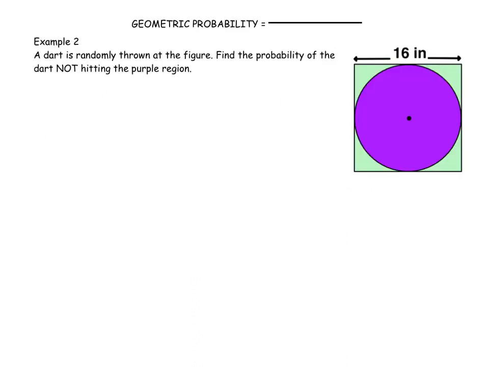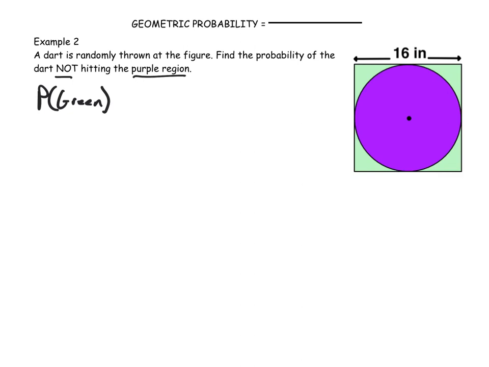Try another example. A dart is randomly thrown at the figure. Find the probability of the dart not hitting the purple, which means we want to find the probability that it actually hits green. Not purple would mean we hit green.